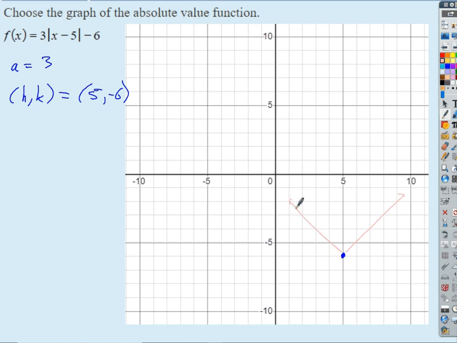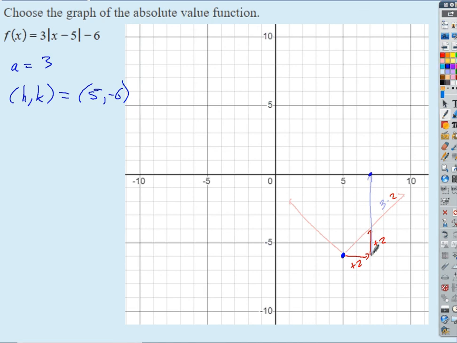And then I'm just going to tweak that thing by dilating it by a factor of A, right? So if A is 3, we already did this step. If I normally would go over by 2 and up by 2, this time I'm going to go over by 2, and I'm going to go up by 3 times 2, which is 6. Everybody get that? Yeah. And so there's going to be my point.